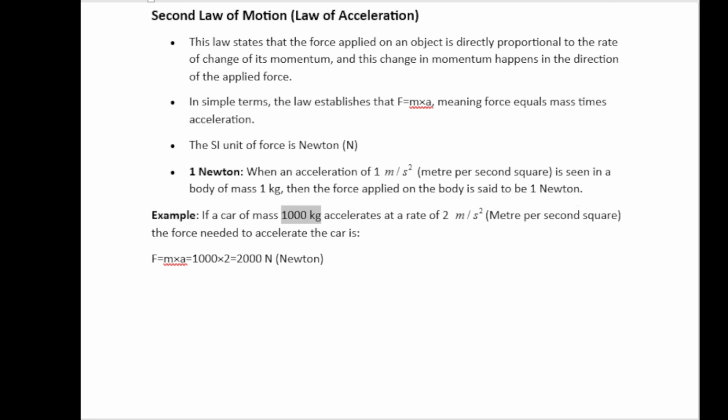Example: if a car of mass 1000 kilograms accelerates at a rate of 2 meters per second square, the force needed to accelerate the car is F = m × a = 1000 × 2 = 2000 N, Newton.